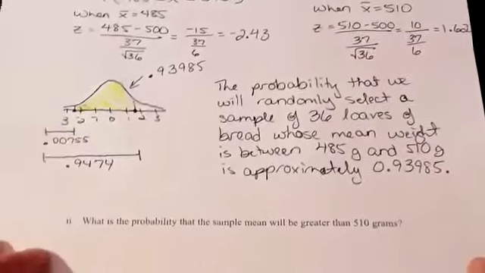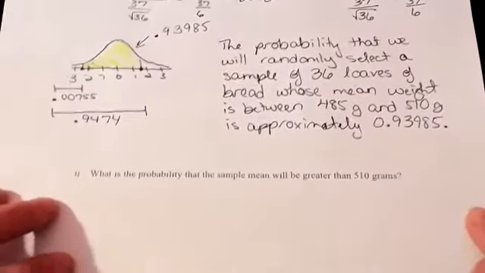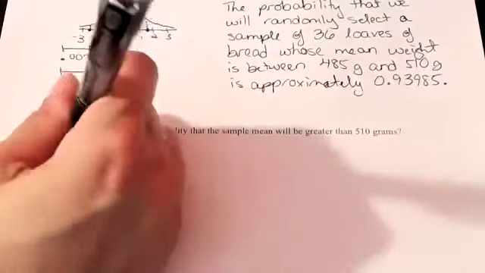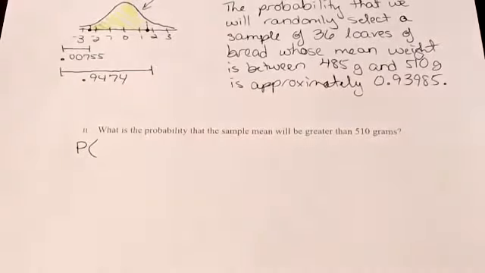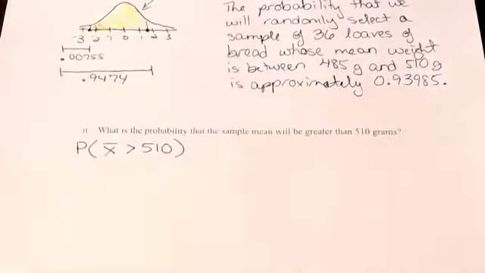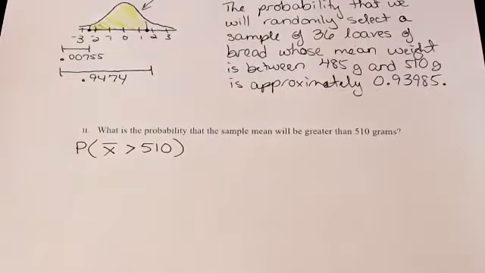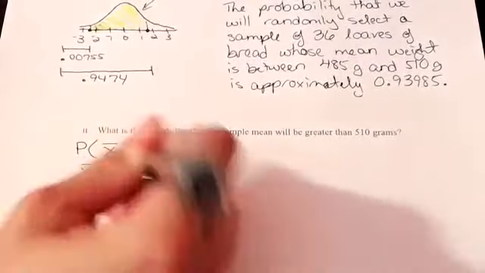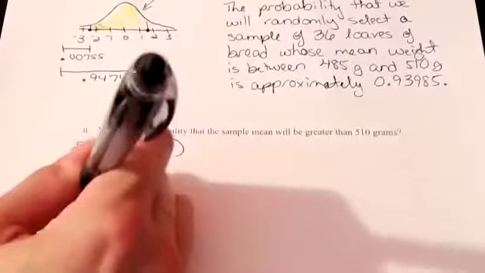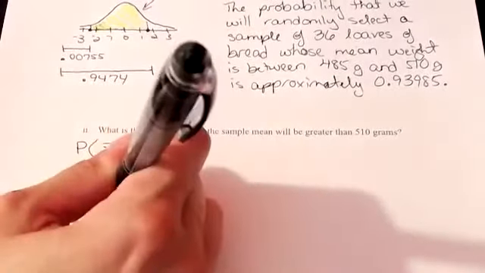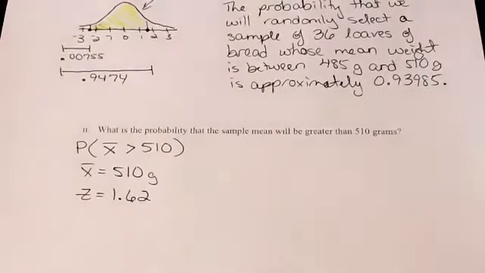What is the probability that the sample mean will be greater than 510 grams? Let's write out the probability statement. P, right? The probability that our mean, we want greater than 510, so greater than 510. There's our statement. We know that when X bar is 510 grams, the associated z-score, because we already did this in the previous part, was 1.62.